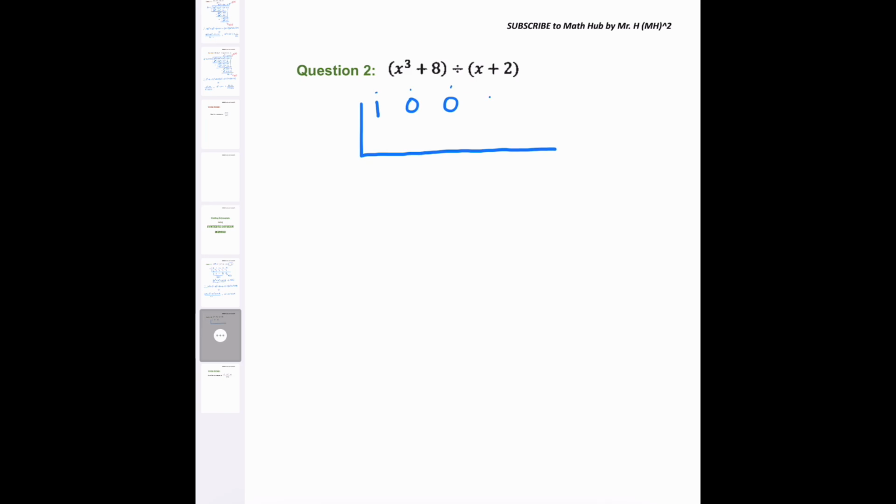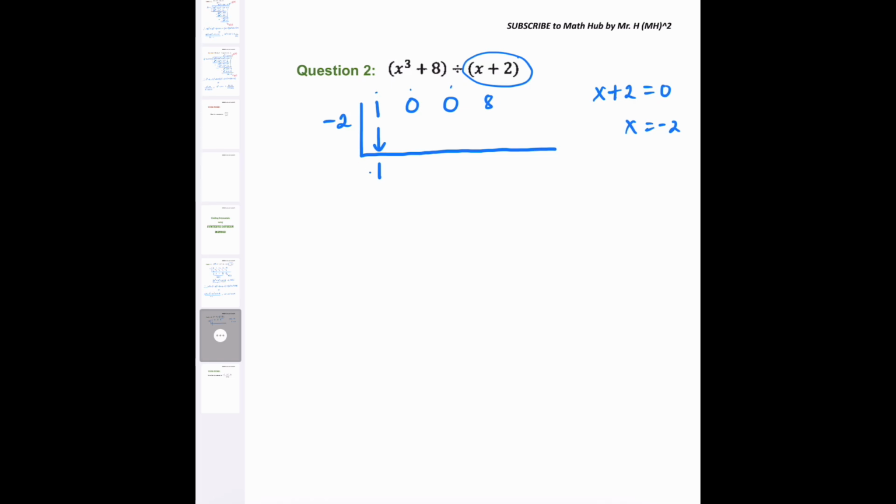which is 8. And for our divisor, we equate that to 0. x plus 2 equals 0. So you have x equals negative 2. And that negative 2 goes outside. The first step is, yes, you are right. So we need to bring down the first coefficient, which is 1.